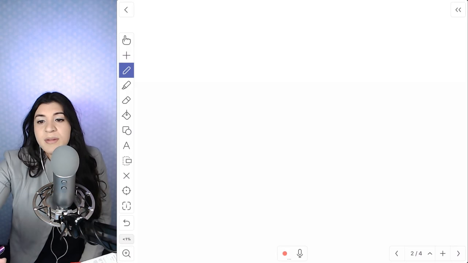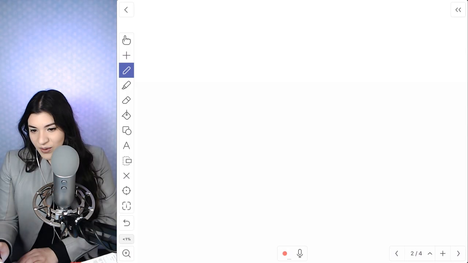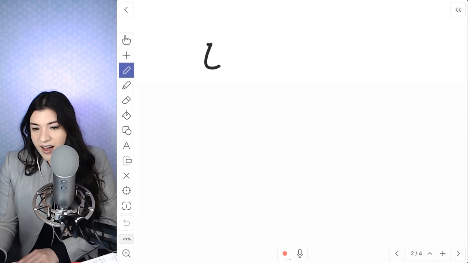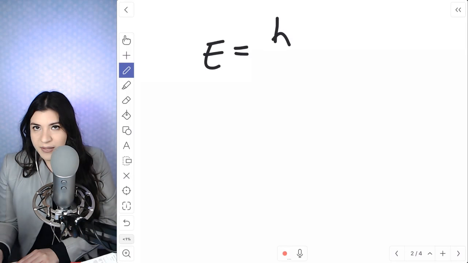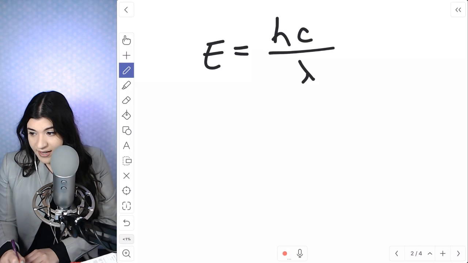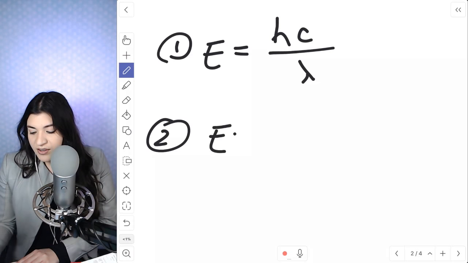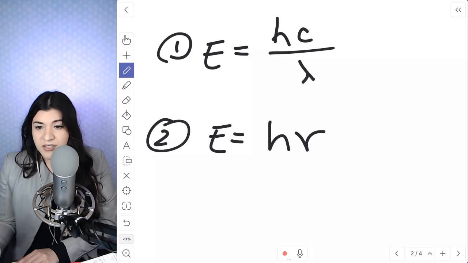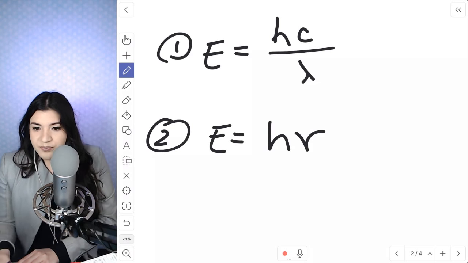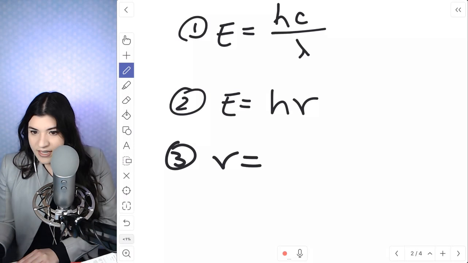So the main equations that you for sure got to know, all right? The main one is E, energy, is equal to Planck's constant, so h, times the speed of light, c, divided by our wavelength. So that's one to definitely know. The second one is energy is equal to Planck's constant times frequency. The Greek letter nu would be our frequency. And then the last one, frequency is equal to c over wavelength.